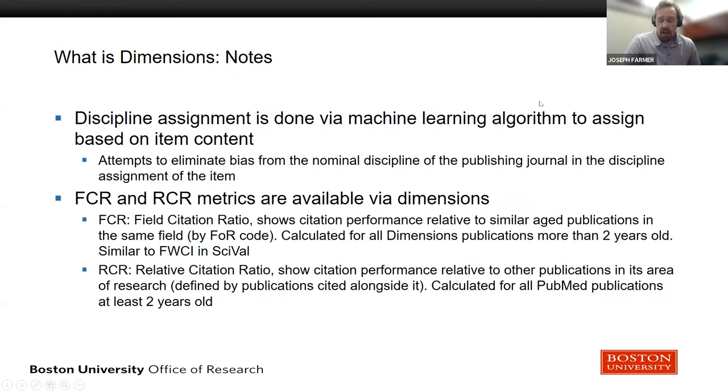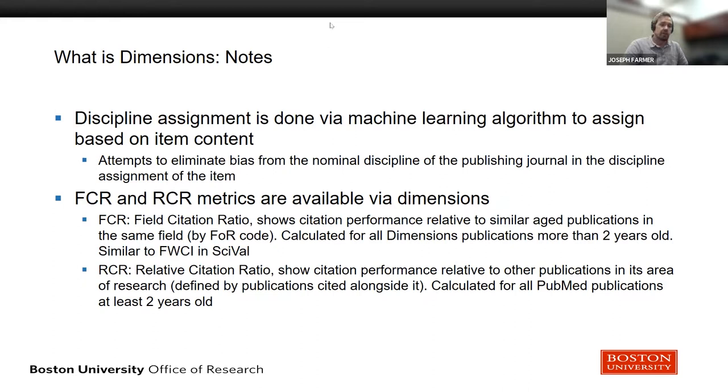Two other metrics that I think are worth calling out here are the field citation ratio and relative citation ratio. Field citation ratio is very similar to field-weighted citation impact in SciVal. It looks to normalize citation performance based on similar discipline and publication year. It's a little different from field-weighted citation impact, but very similar. Relative citation ratio is for PubMed publications only, and instead of looking at the same discipline, it looks at publications cited alongside the publication in question.